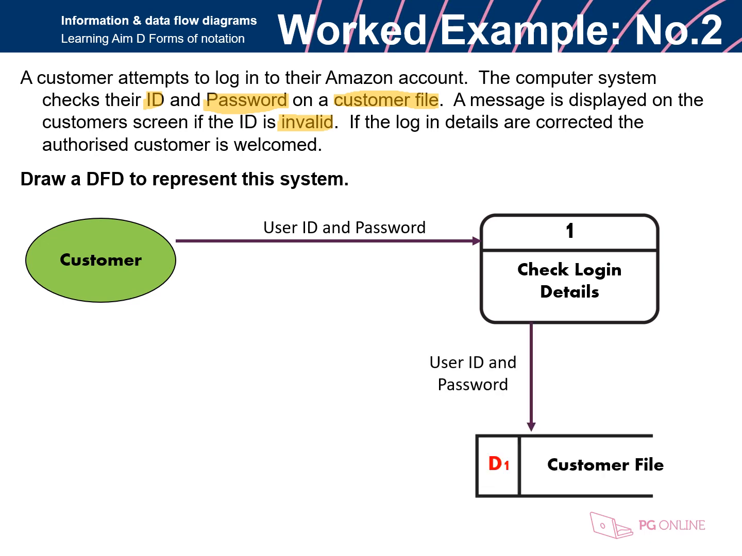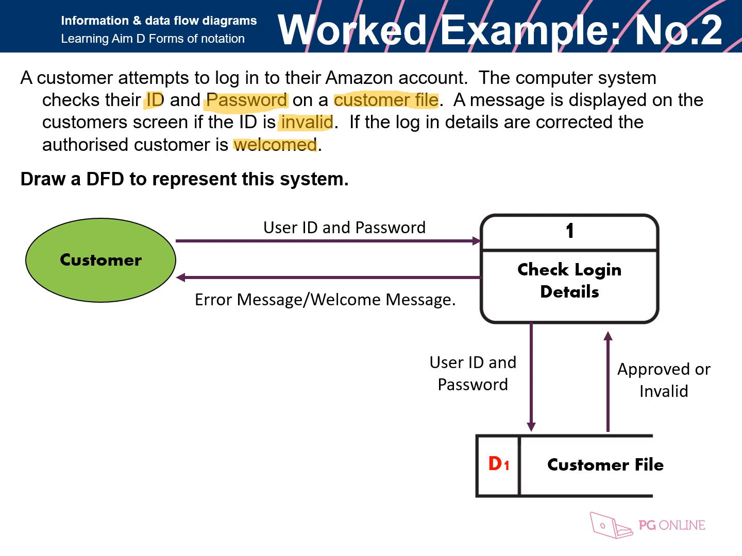So if I put my username and password into the process, the customer file will check what username I entered, what password I entered, and it will return whether it is approved or it is invalid. And if the login details are incorrect, it will tell me that it's invalid. But if the details are correct, then it will welcome me to the website. So from the login details process, I will either be welcomed to the Amazon account or I will be asked to try again.